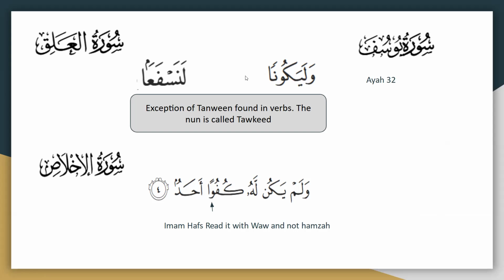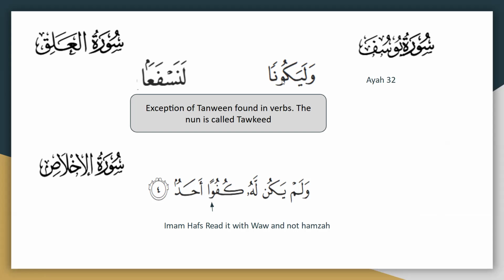This noon sakina sound is for emphasis. This is to stress on the meaning, to make it look more important, and the importance is given to the meaning of the ayah, to the word. What is meant by Allah subhanahu wa ta'ala here is to emphasize, to give more importance to what is being said. So, wala yakunan and lanasfa'an.